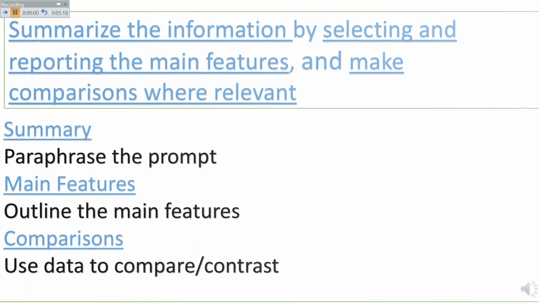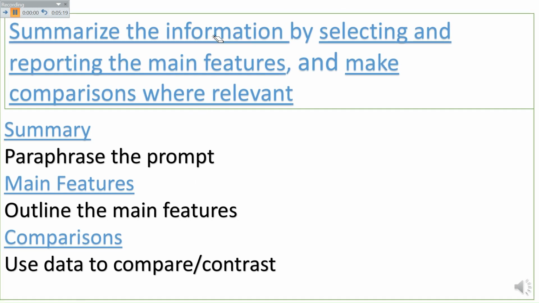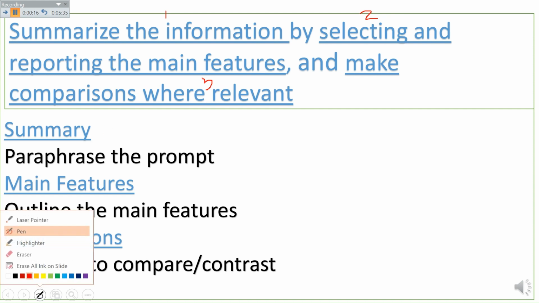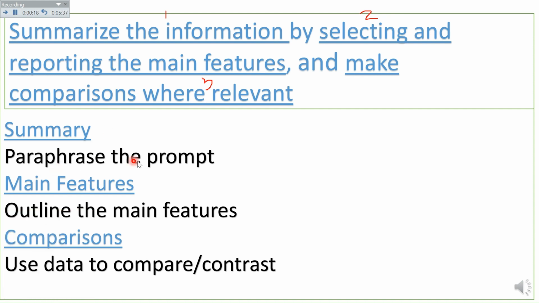So you see there are basically three steps. Summarize information, that's the first step. This is the first one, selecting and reporting the main feature and make comparison where relevant. These are three steps. So what is summary? Summary means paraphrasing. Paraphrase the prompt.